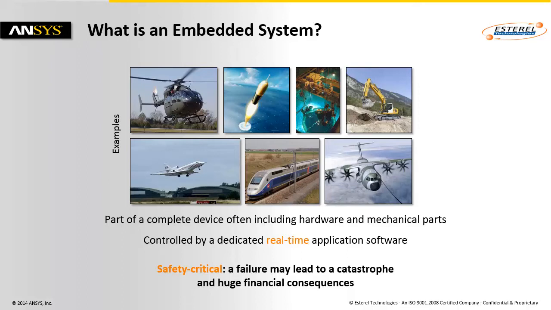Some of these systems are safety critical. A failure may lead to a catastrophe. To give you some examples, they are embedded in aircraft, trains, used in the energy, nuclear, and transportation industries, and in many other consumer, medical, commercial, and military devices.